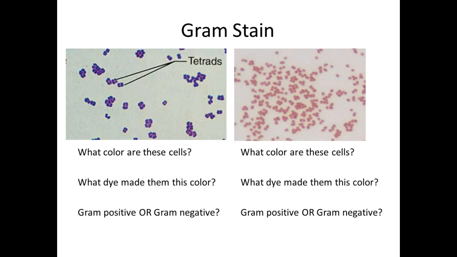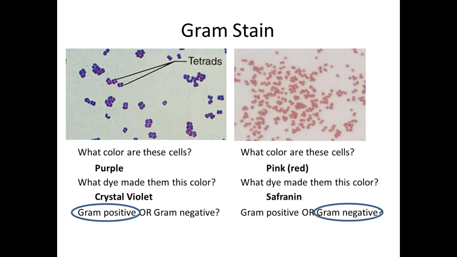So here we have some tetrads. We have 2 different results for the gram stain. So these ones are what color? Purple. What dye made them that color? The crystal violet. And they did not decolorize, so they stayed purple, and so their result is gram positive. These other cells are what color? Pink. What made them this color? Safranin. And they're gram negative. What's the shape for both of these cells? Cocci, right? And definitely tetrads here, they've got that labeled.